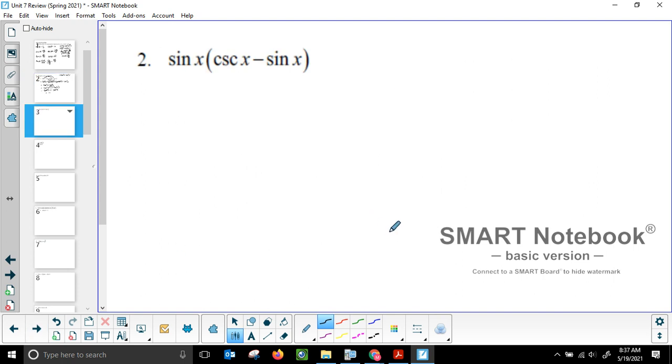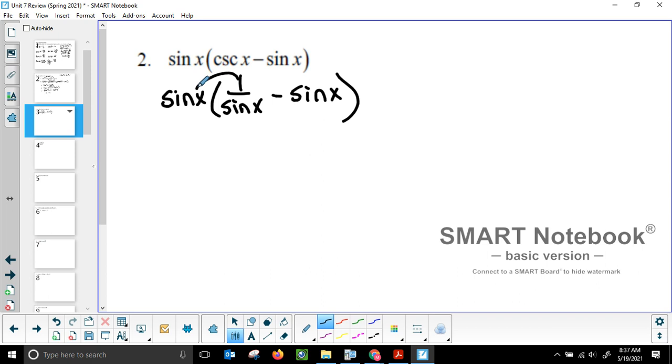All right, B2. Sometimes, especially when you're not dealing with squared stuff, when you're dealing with squared stuff, typically you want to deal with those Pythagorean identities. But when you're not, oftentimes it helps to put things in terms of sine and cosine. Well, this is already sine, so I don't have to mess with it. Cosecant of x is just 1 over sine of x, and then minus sine of x.